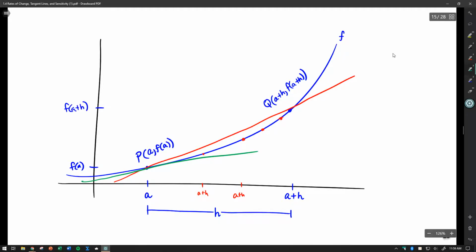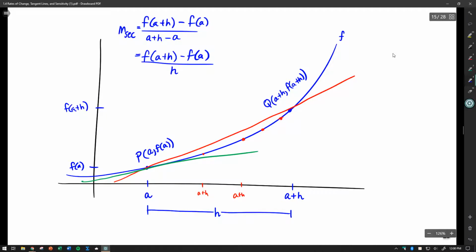So let's start this out. How are we going to define the slope between P and Q, the secant slope? It's going to look something like this. I'm going to call it m sec, and it's going to be the y value of Q, which is f of a plus h, minus the y value of P, which is f of a. And then that's going to be over the x value of Q, which is a plus h, minus the x value of P, which is a. And we can simplify that denominator a little bit: f of a plus h minus f of a, and since a minus a is 0, this is just over h.